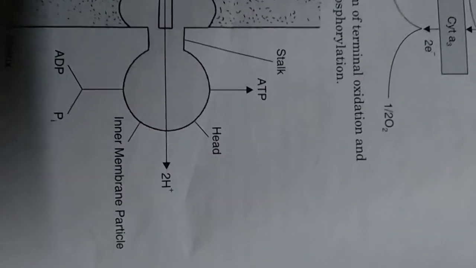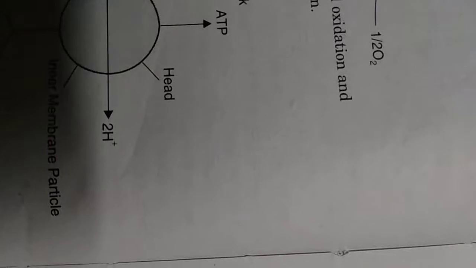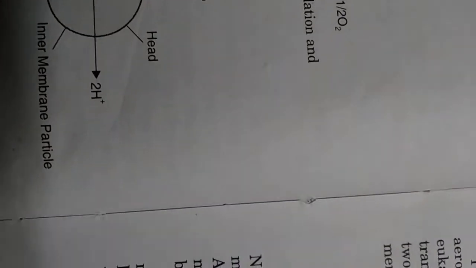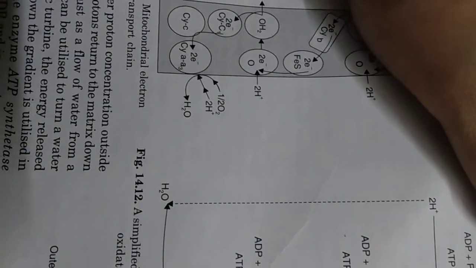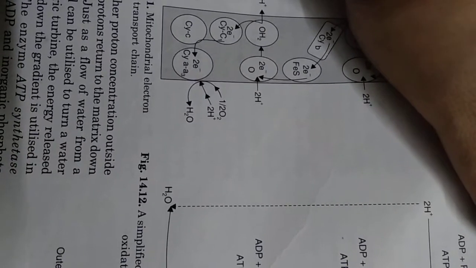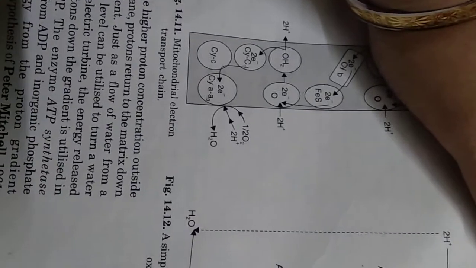Now this is all about the electron transport system, and lastly we can say that the electrons are finally transferred to half O2, and along with 2 protons it is converted to water. Lastly, water is produced when half O2 combines with 2 hydrogen ions, or protons, to form water.